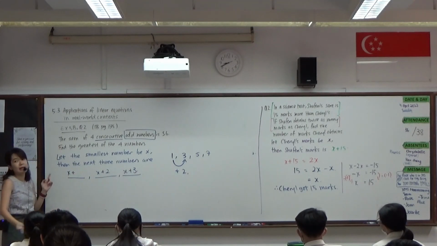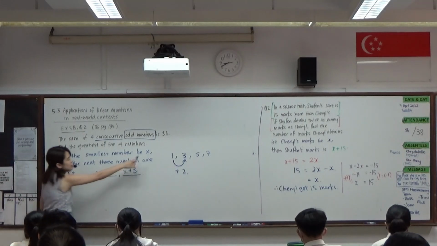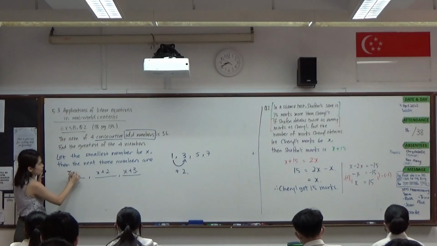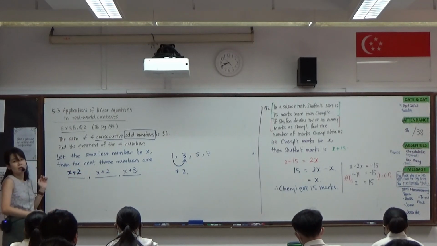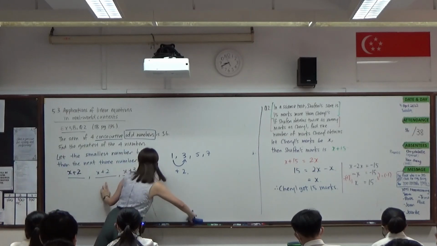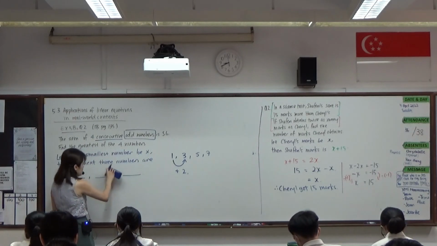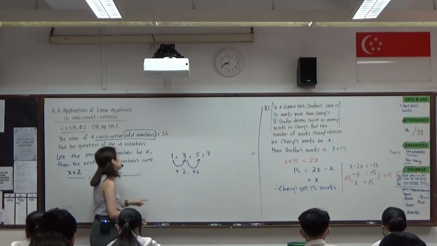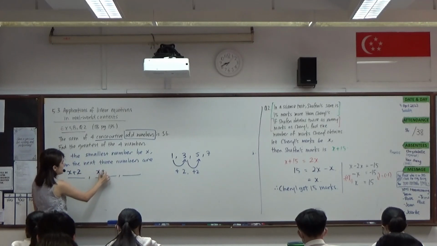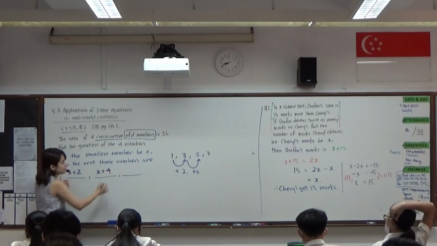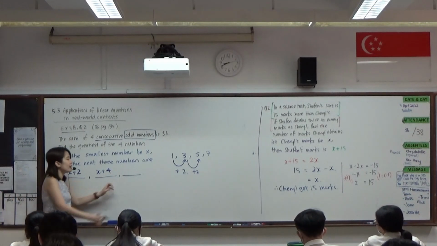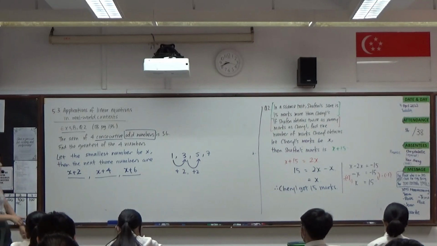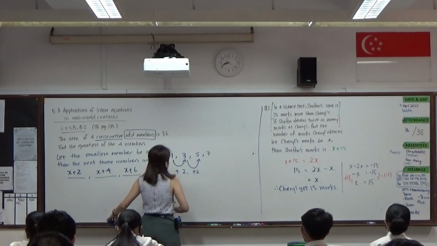In this case, x is the first number, so my next number should be x plus 2. It actually shouldn't be plus 1, because plus 1 will get me 2 if this is 1, but I want a 3. So this should be x plus 2. Then I continue to plus another 2 from the second number, so this must be x plus 2 plus 2, which becomes x plus 4, and the final one should be x plus 6. That's why I have x plus 2, x plus 4, x plus 6.